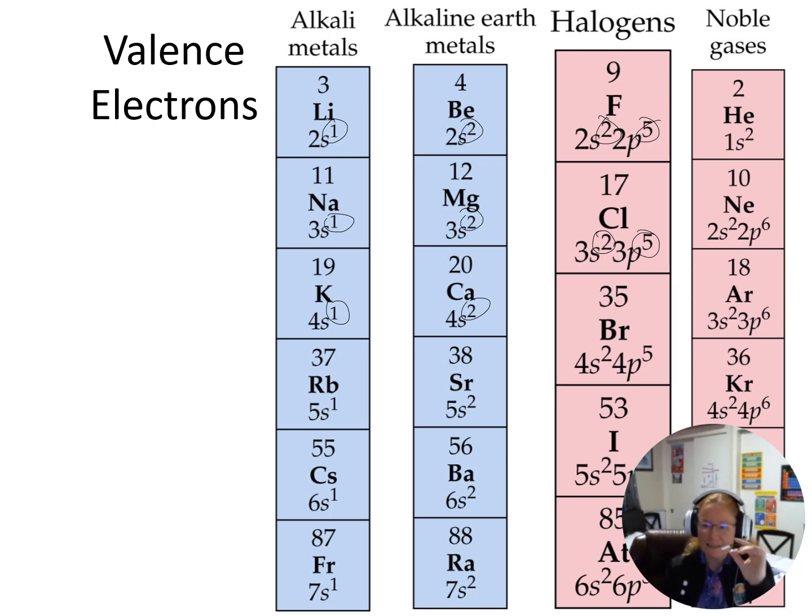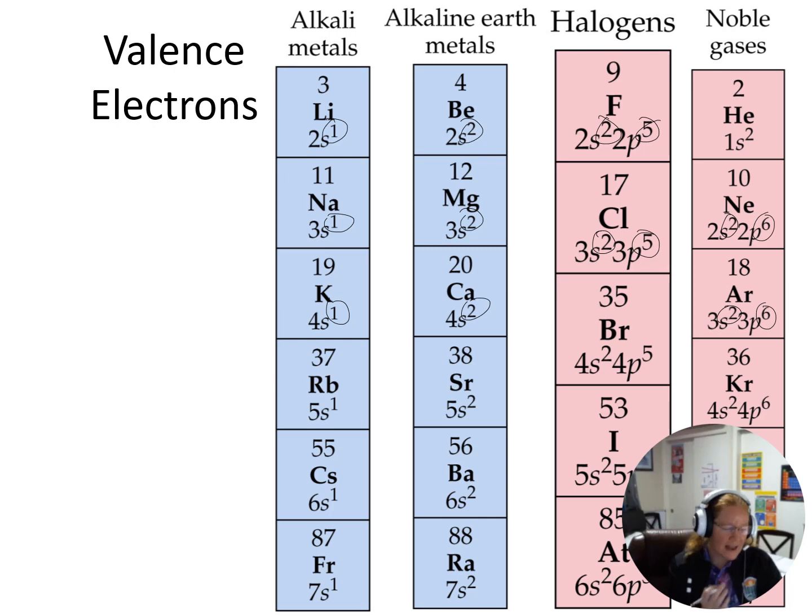So helium only has an s orbital, so it can only fit 2 electrons. So it's fine and full at 2 electrons. But the rest of the noble gases, they need those 8 electrons to be full. 2 plus 6 gives me 8.